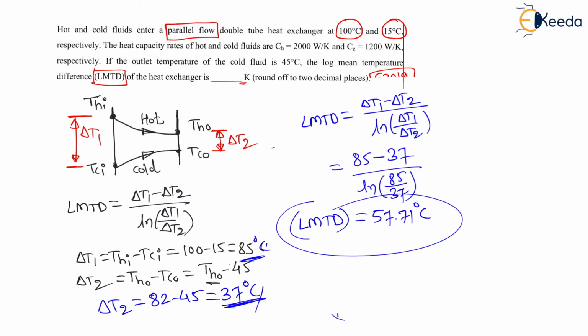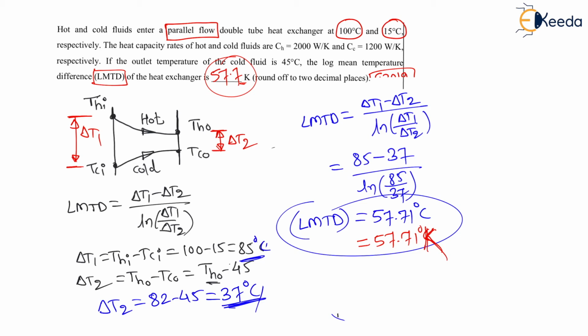Now what will be the answer in Kelvin? The answer in Kelvin is the same: 57.71 degrees Celsius is equal to 57.71 Kelvin also, right? Therefore we have to write here 57.7, right? Now my dear students, this is LMTD, that is log mean temperature difference. It is a temperature difference.